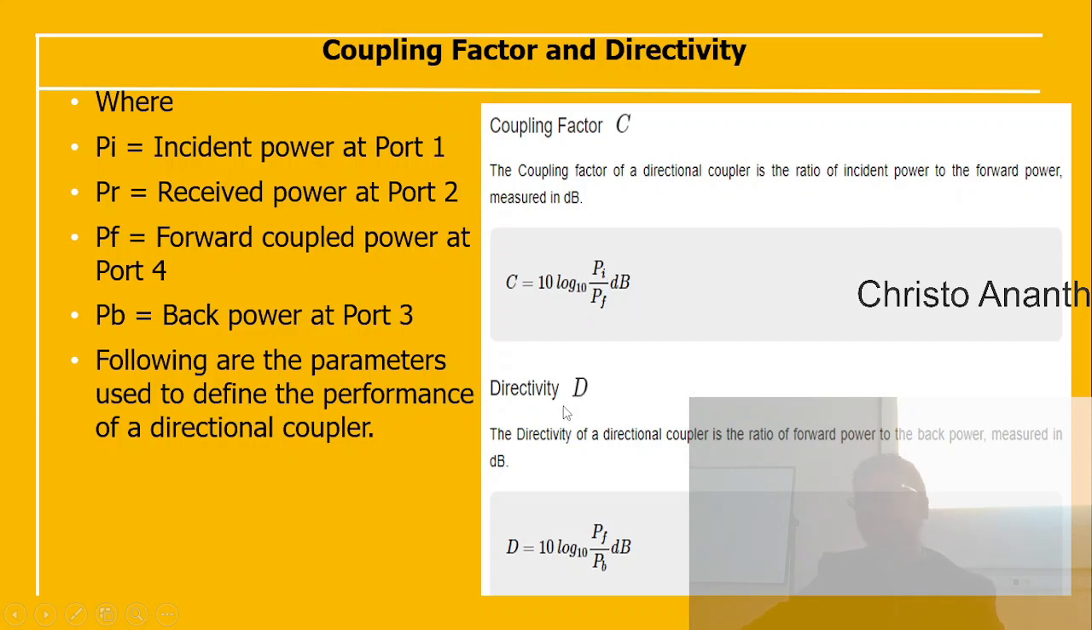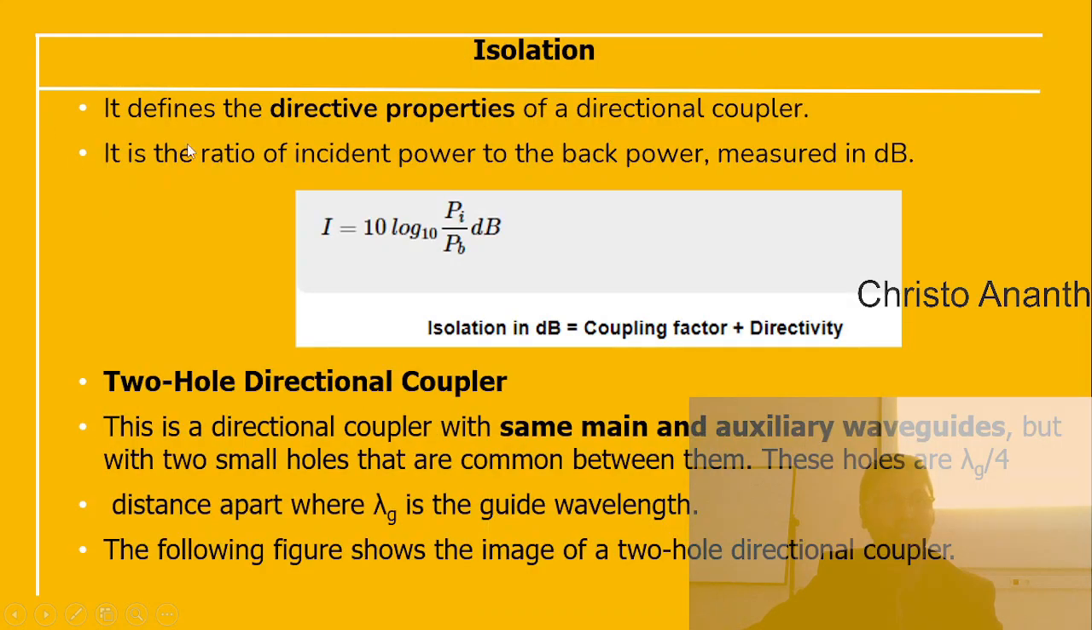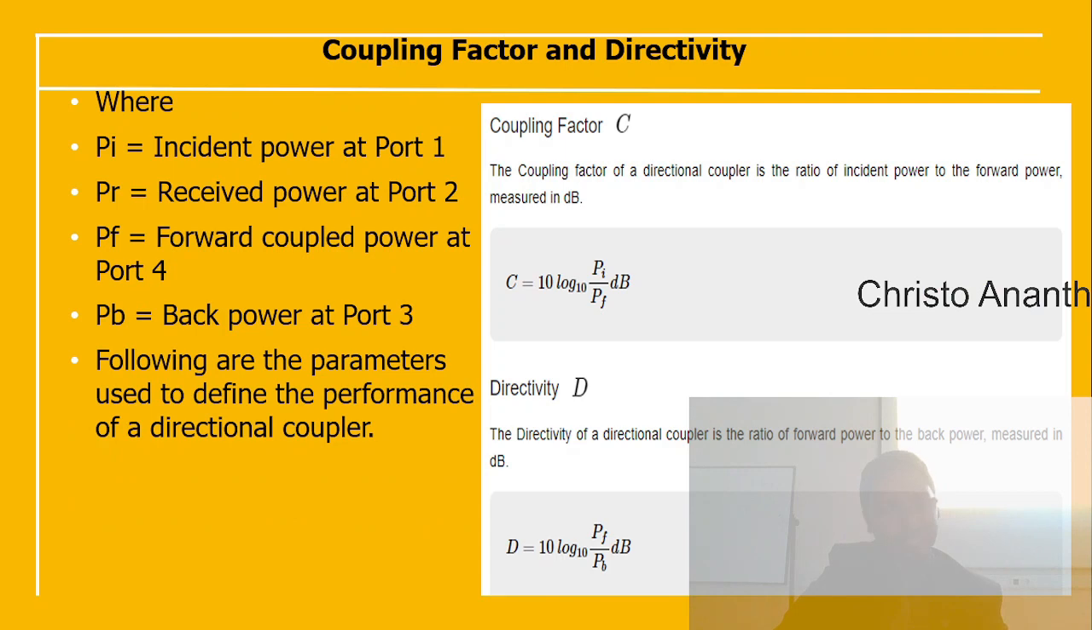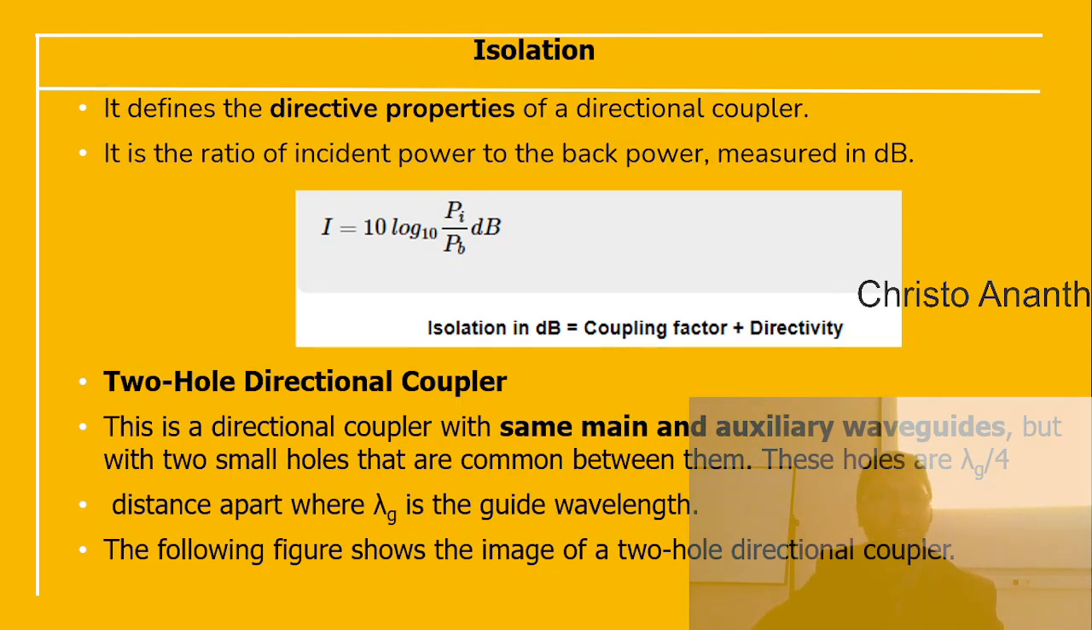Directivity is the ratio of the forward power to the back power, measured in decibel. So D is equal to 10 log PF by PB decibel. Then we'll have isolation, which is nothing but the directive property of the directional coupler. It is the ratio of the incident power to the back power, combining both the coupling factor and the directivity. So 10 log PI divided by PB, incident power to the back power. So isolation is equal to coupling factor plus directivity, what we saw earlier.